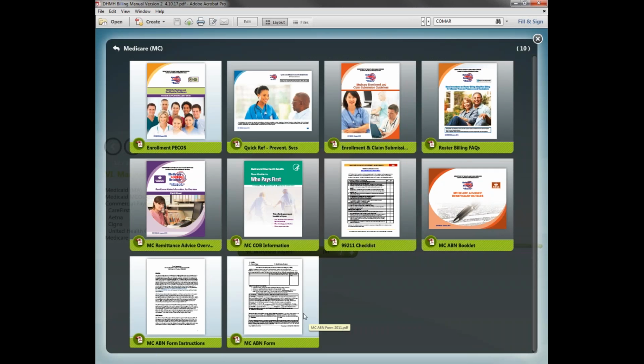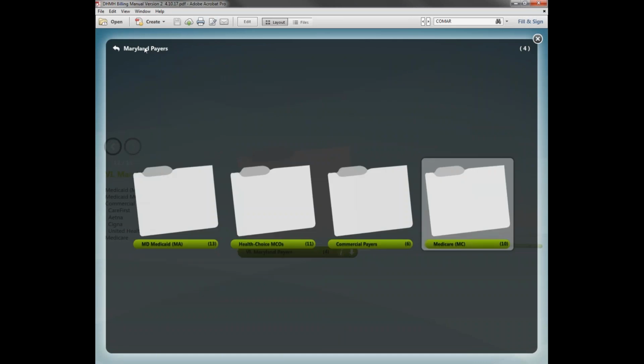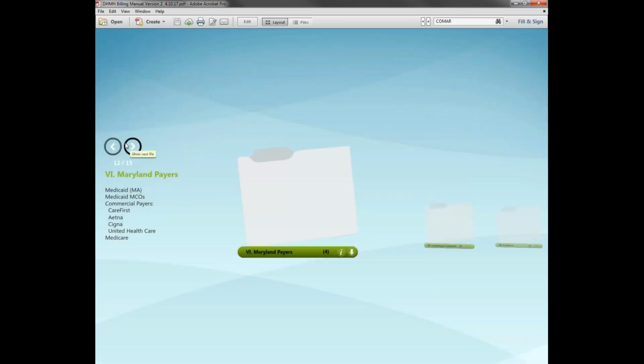Again, it sounds like we're probably getting too much into the private sector, but it seems like a lot of the health departments are expanding what their services are, and we want to make sure that you're prepared for them. We don't want you to get denials or any surprises. Okay, we finished the chapter on Maryland payers.